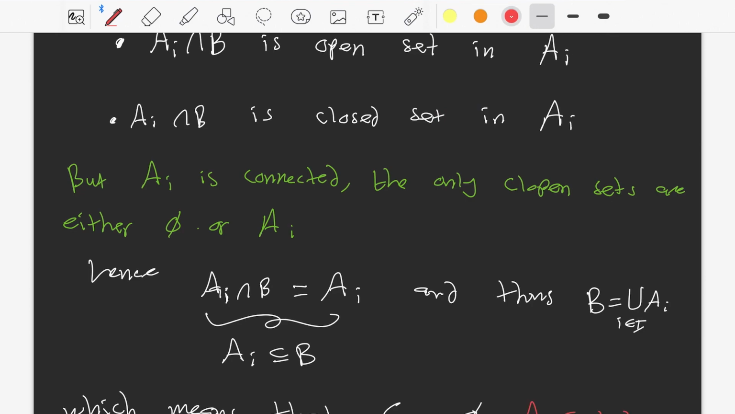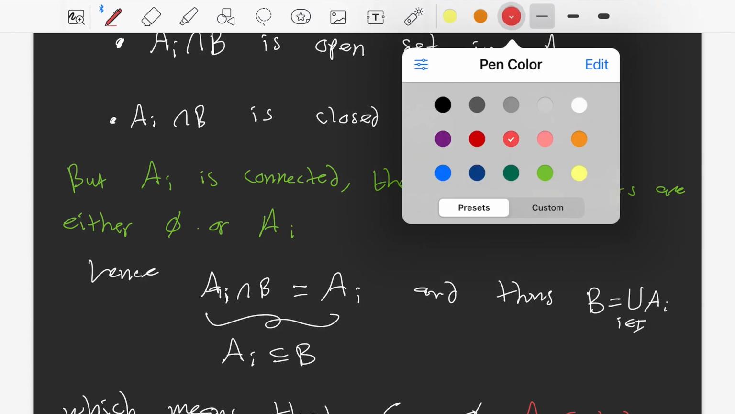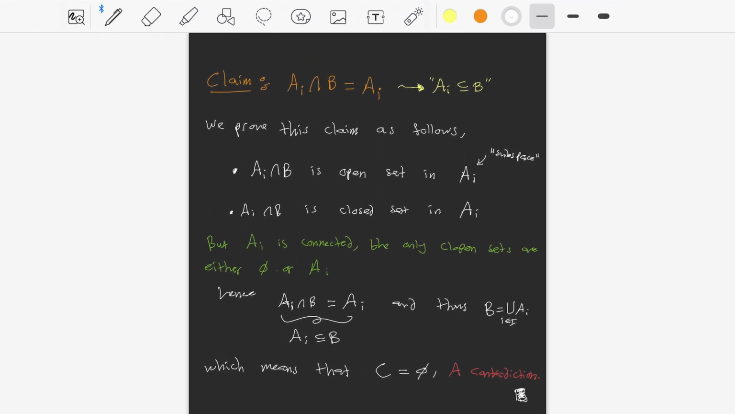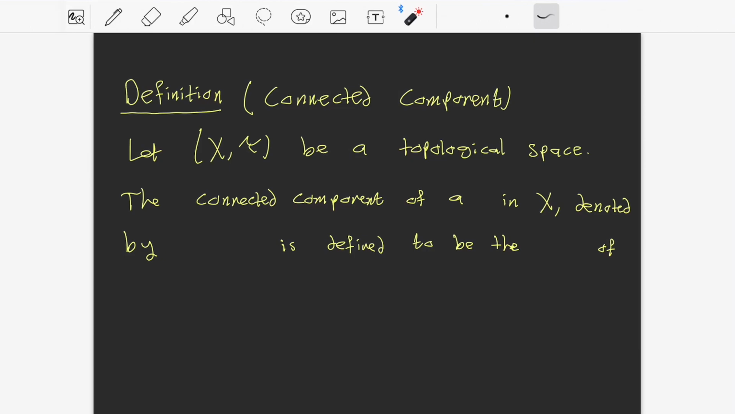Because remember, we assume C is non-empty and it gives a partition. Please pause this video, look at the proof again, and think about it. It's a very elegant proof, direct and straightforward. And what we'll do next is define the connected component, which is part 1 of this lesson.